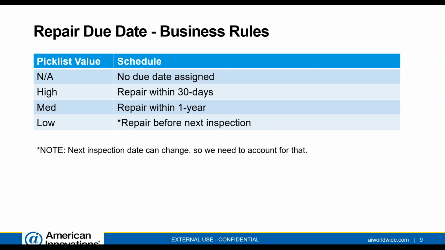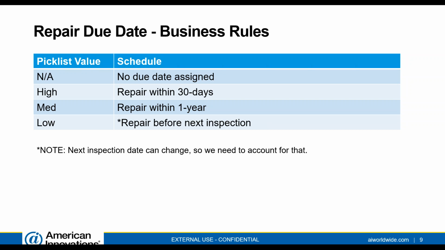So what we're looking at here is a table that has my repair priority pick list. I have my high, my medium, my low, and not applicable. And then I have, in normal words, what needs to happen as far as when the maintenance items assigned to those repair priorities need to be scheduled.